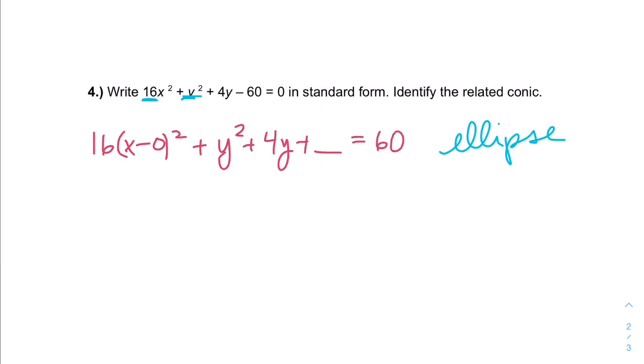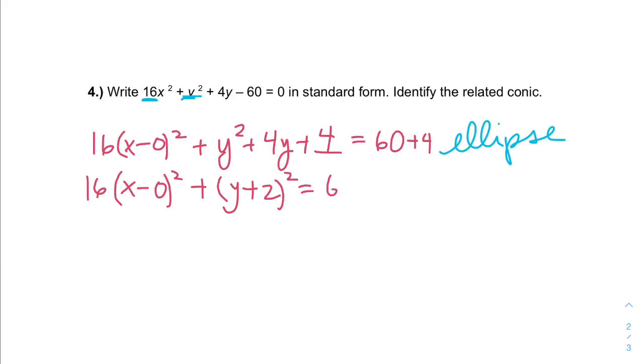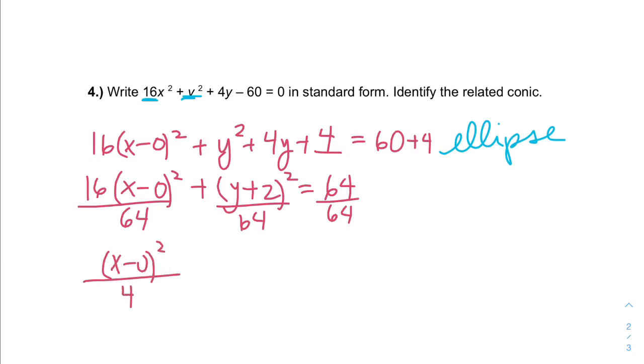4 divided by 2 is 2, 2 squared is 4. Add that to the other side. So this will become y plus 2 squared equal to 64. Now because this is an ellipse, I'm going to have to divide everything by 64. So this gives me x minus 0 squared over 4 plus y plus 2 squared over 64 equal to 1.